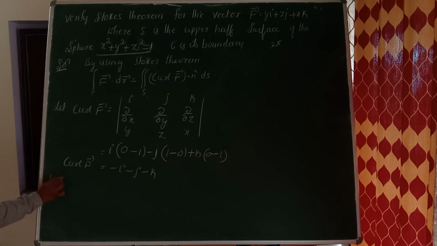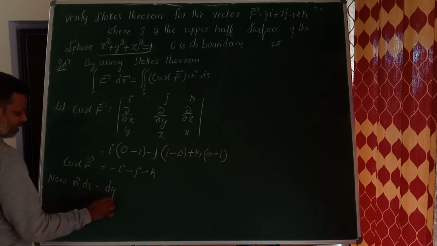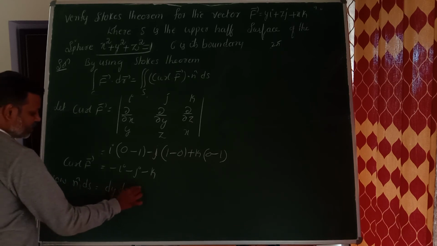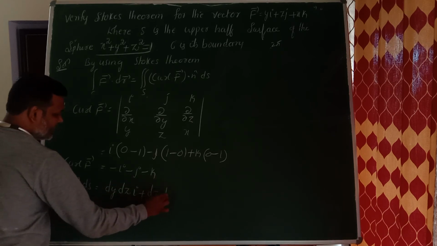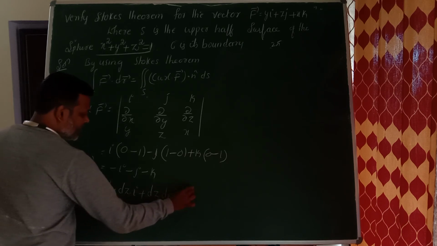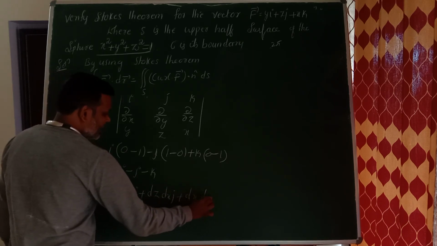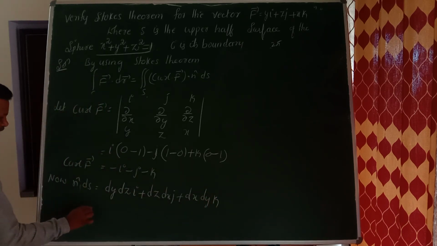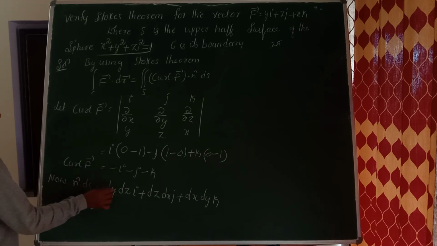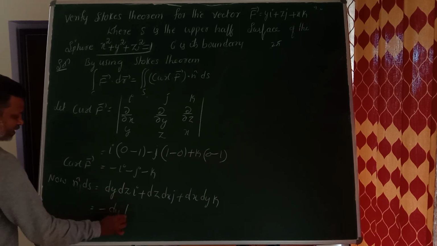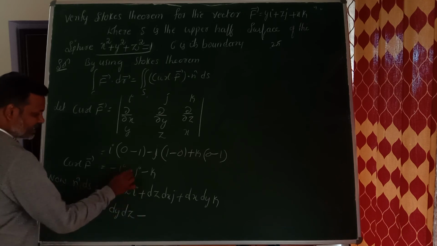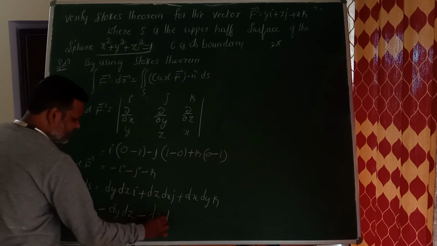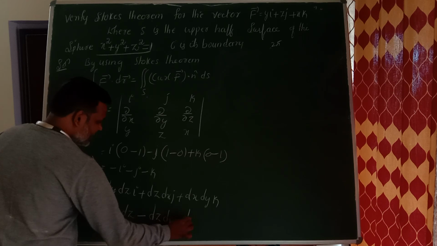Now n cap dot ds. What is n cap dot ds? That is given by n cap into ds, right? So that is equal to dy dz into i plus dz dx into j plus dx dy into k. Now simplify this. What happens here? Minus dy dz, minus dy dz, minus dz dx and minus dx dy.